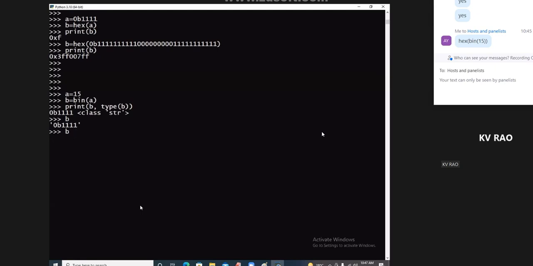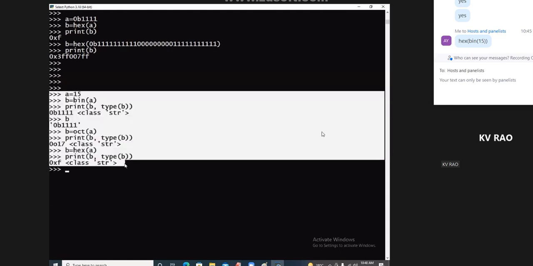Apply to octal also. Not only Vinay, everybody should understand. oct of A, print of B, type of B, same, str only, because 0o is a special symbol, an alphabet, with digits concatenated and appended. This is a combination of alphanumerics. Next, hexadecimal, you take it. hex of A, print B, also str, because the special symbols are there, it is a str.